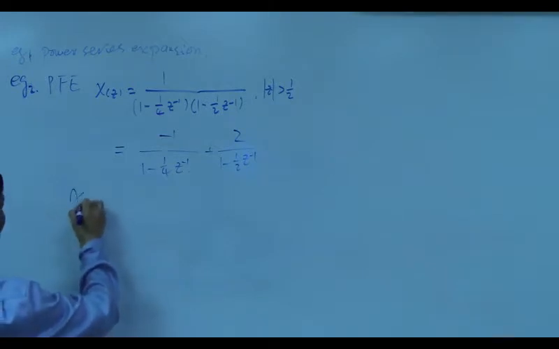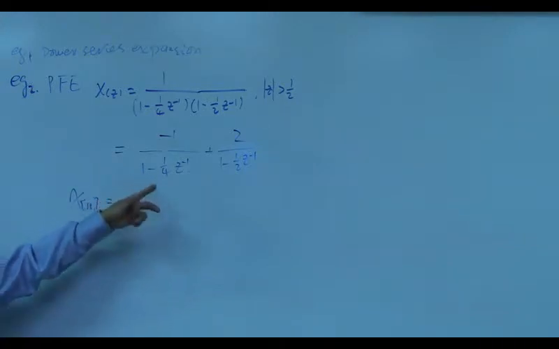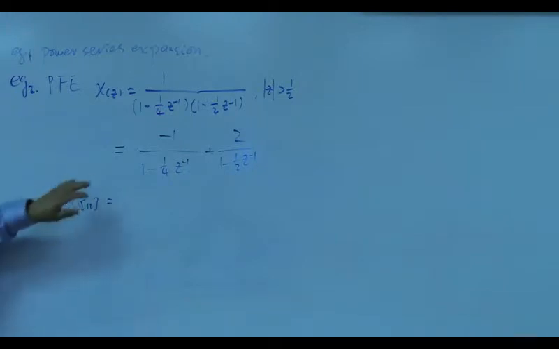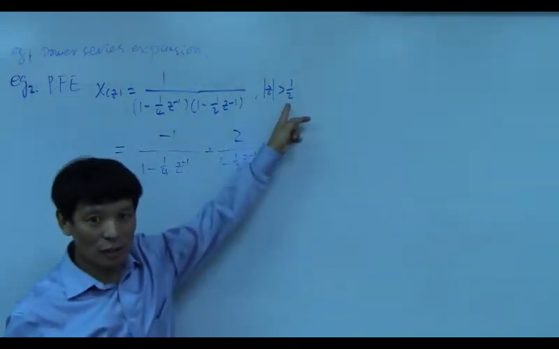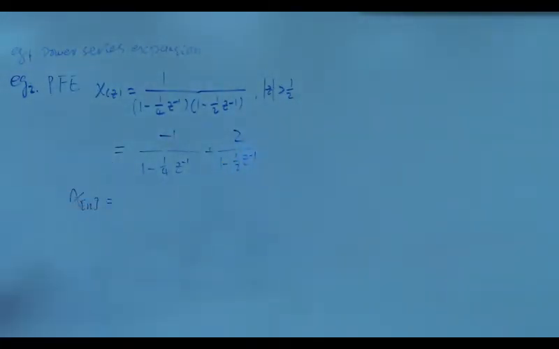Okay, next one, we calculate the inverse Z transform. So that is easy. We use the linear property. The inverse Z transform for this one is the inverse Z transform for this plus the inverse Z transform for this. Okay? And what is this one? Keep in mind, the region of convergence is outside of the circle.